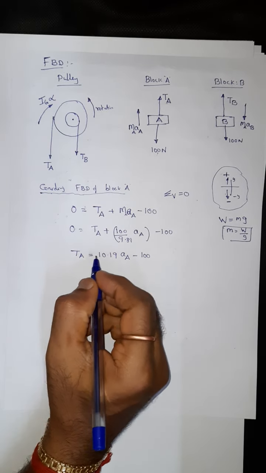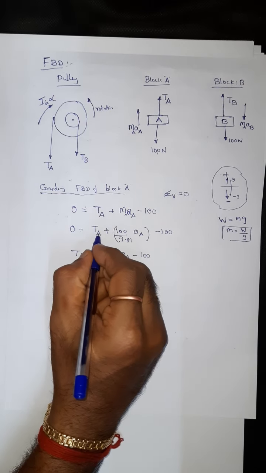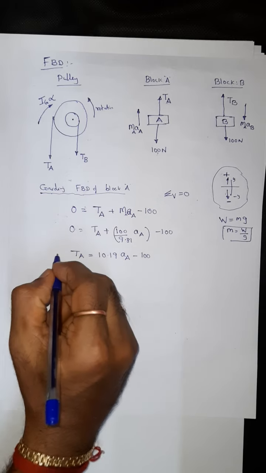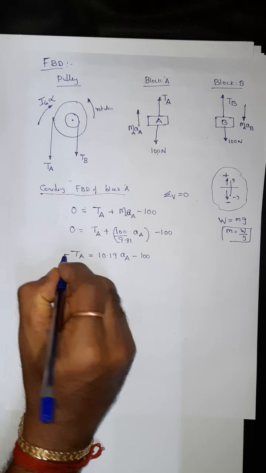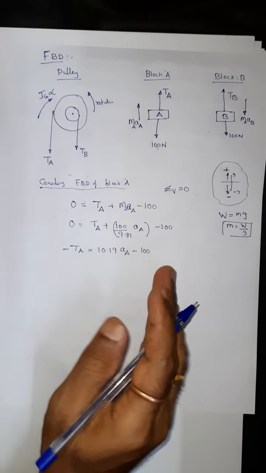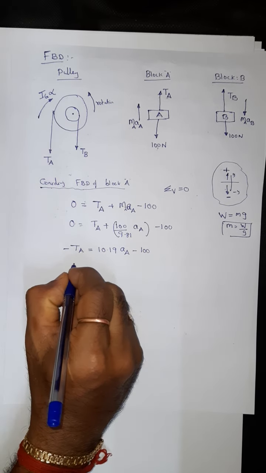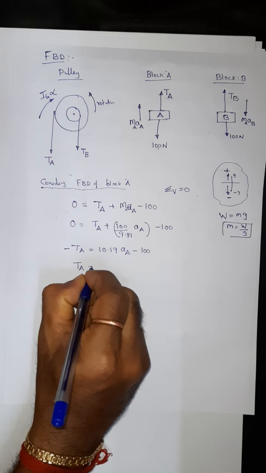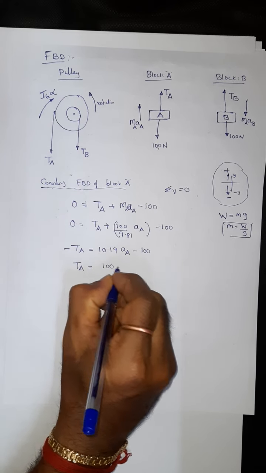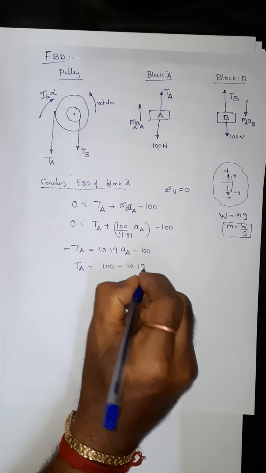So the minus becomes plus. When you take this TA to this side, it would be minus, isn't it? Minus. So multiply both sides by minus, then TA equals 100 minus 10.19 AA.